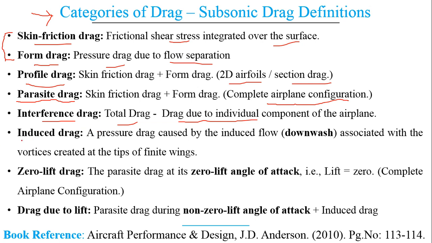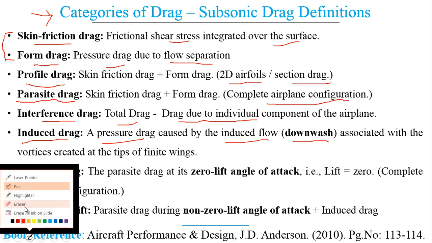The next drag, which is also an important drag, is the induced drag. Induced, as the term suggests, it is caused due to some kind of force inducement. So here, induced drag is a pressure drag which is caused due to induced flow. So the flow is induced. This induced flow is also known as downwash. So this downwash is associated with the vortices created at the tips of a finite wing.